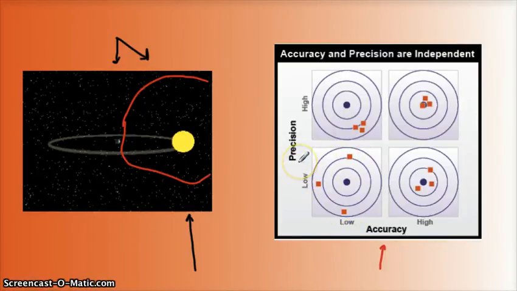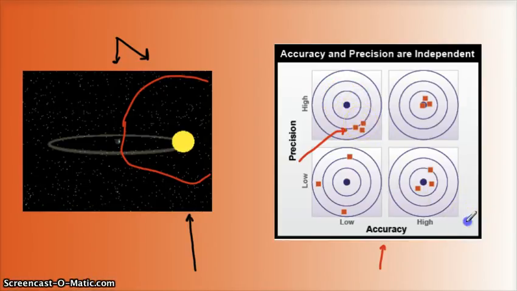If it were precise, if it had a lot of precision, they would be bunched together, kind of like they are here. Now, these three shots were very precise, which means they were close to each other. However, you can see they're not accurate. I mean, they did not hit the bullseye. In fact, they were a long way from the bullseye.